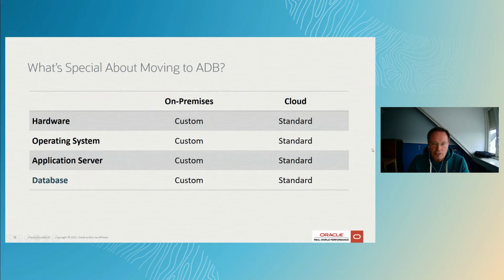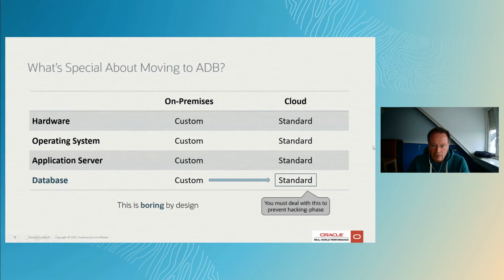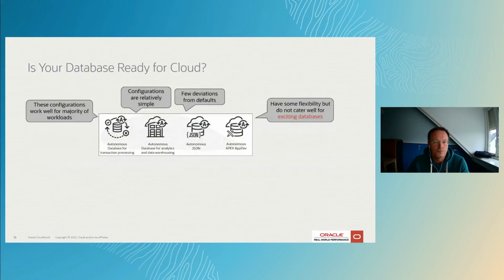So that's what's special about moving to ADB. You go to a cloud environment where every layer has a standard configuration. Yeah, this is boring by design, and the thing that you must deal with is the differences between your custom database on premises, where your application is now running, and the standard database environment in the cloud where you want to move your application to. You must deal with these differences to prevent the hacking phase that I had on my prior slide.